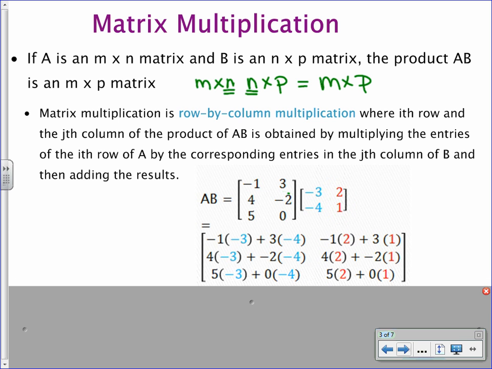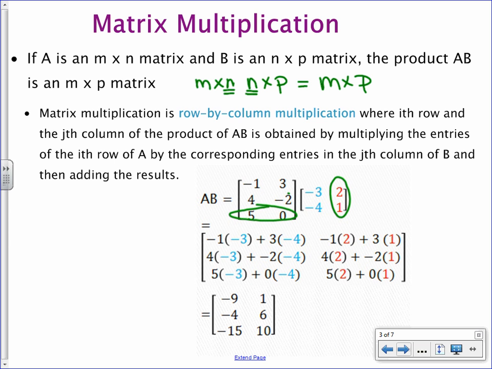And then again, third row, first column. Imagine lining those numbers up. Okay, so we have 5 times -3 and 0 times -4. And that goes in the third row, first column. We're going to add those together. And then we can take third row times second column. Imagine 5 times 2 and 0 times 1. And so then we can put that in the third row, second column.